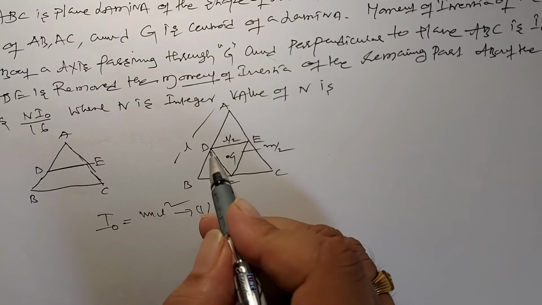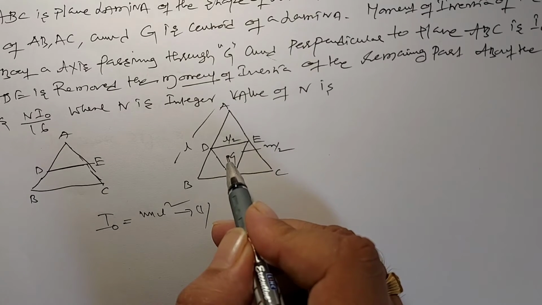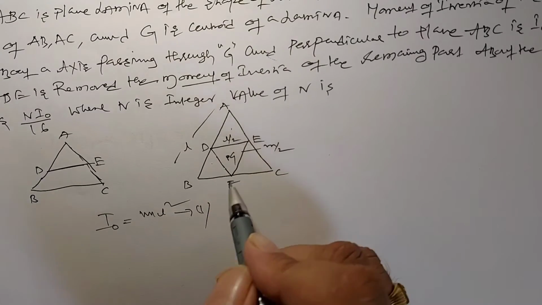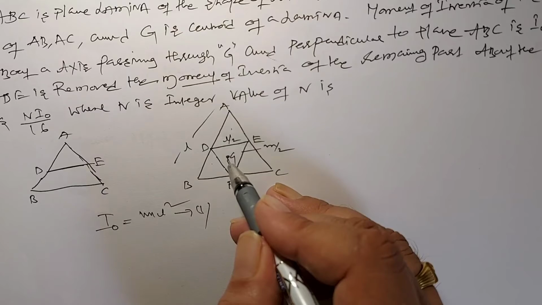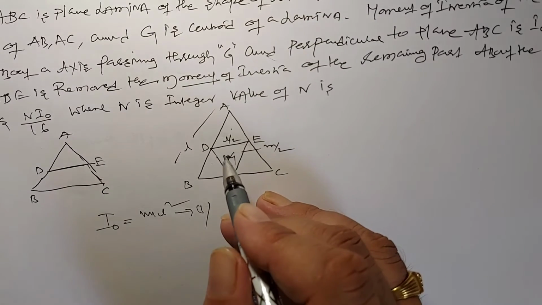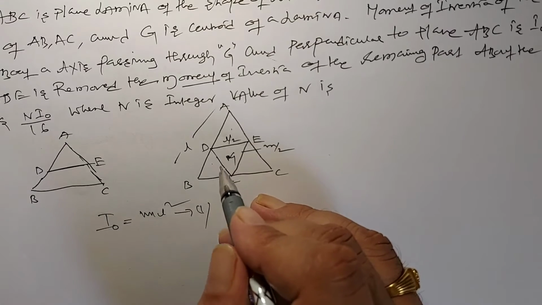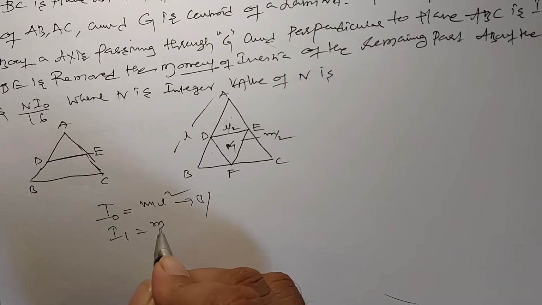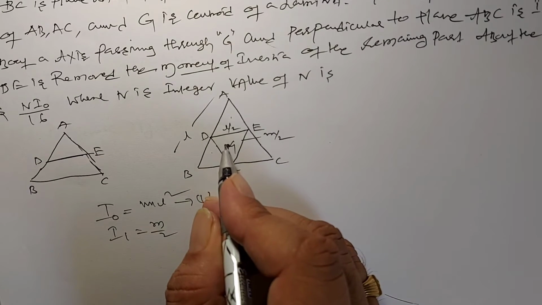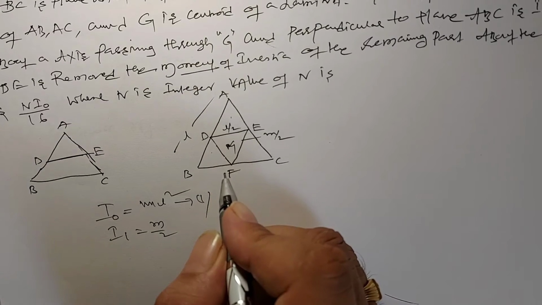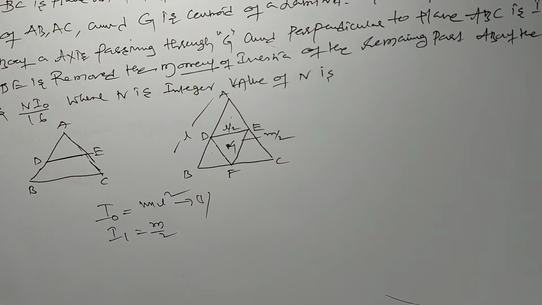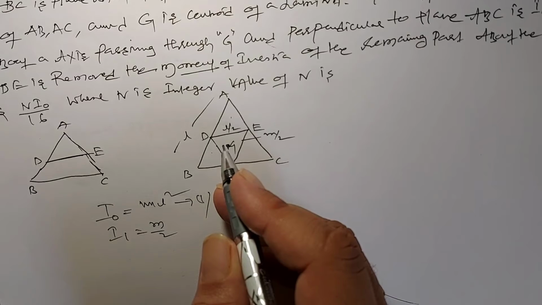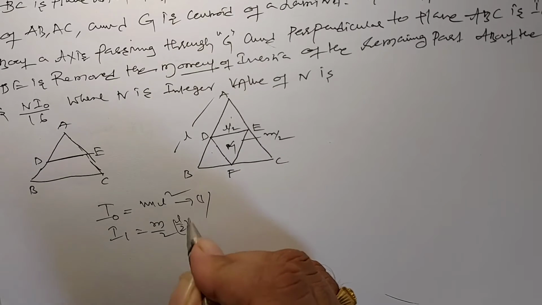Now this DEF moment of inertia is different compared to these three plane laminas. Why? Because this mass is very close to the centroid. So let us assume the moment of inertia of this DEF is I1. I1 is equal to mass, m by 2, times the length, L by 2 whole square.